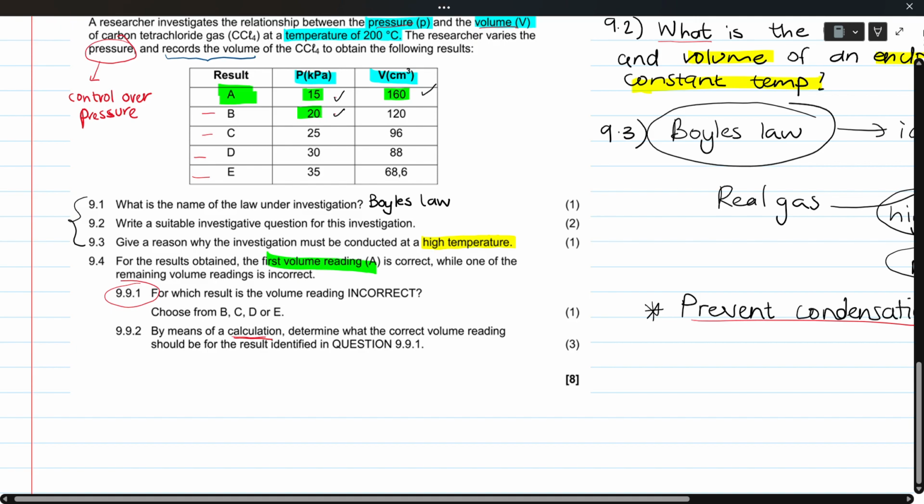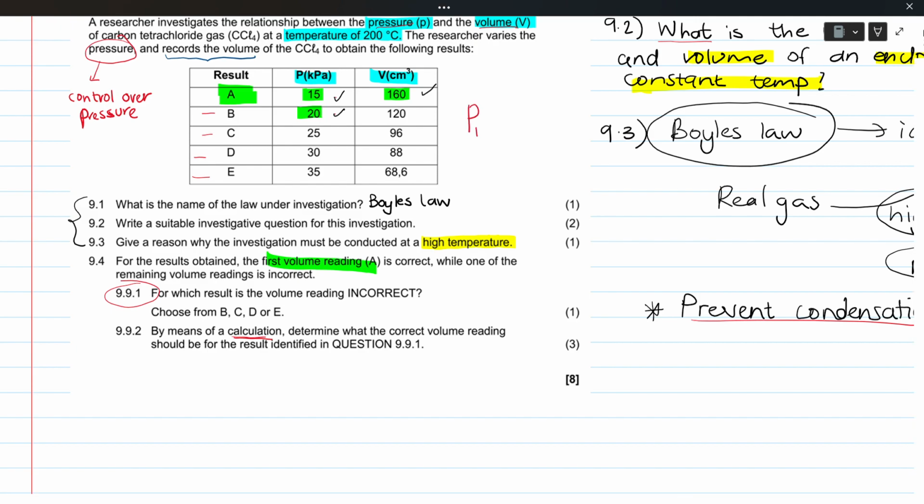We know that we've got an equation: P1 V1 equal to P2 V2. I need at least the pressure and volume values for state 1. Where do I get those values? I simply get it from reading A because I can trust both of those values. So I'll put in the value for pressure here as 15. I'll put in the volume here as 160. Why I can trust that is because they told me it's correct.